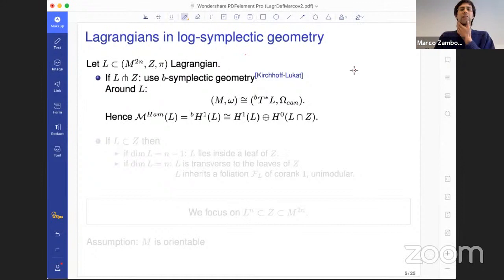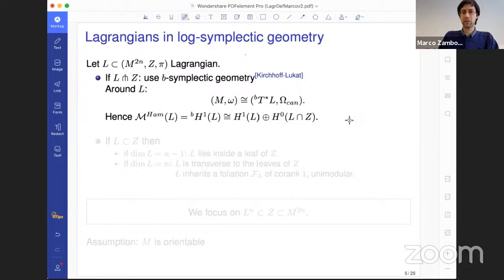So now, again, in the log-symplectic manifold, what kind of Lagrangians do we have? Well, generally speaking, if you have a Lagrangian that is contained in M minus the singular locus, then that's not so interesting because they're essentially doing symplectic geometry. If the intersection with the singular locus is transversal, then you can use the techniques of B symplectic geometry and mimic what happens in symplectic geometry. That was done by Charlotte Kirchhoff-Lukat in her PhD thesis. And you get as a normal model the B cotangent bundle of the Lagrangian. And then you get a result that is very analogous to the symplectic one.